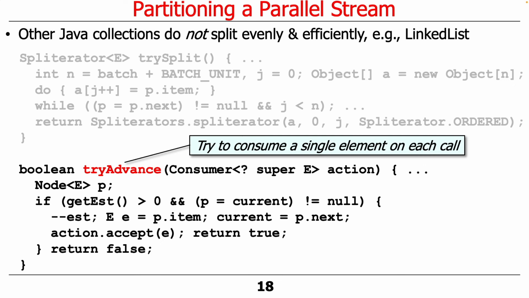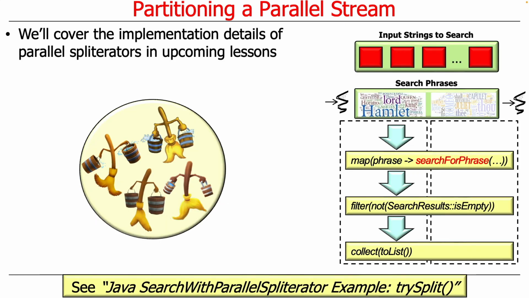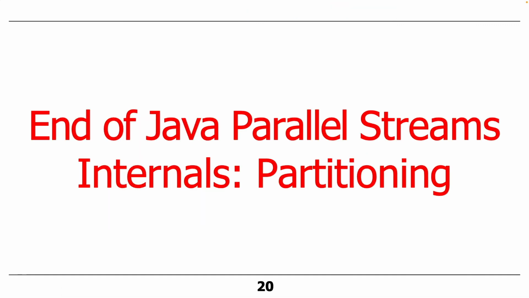And then the tryAdvance method also will try to consume a single element. You can see it's got a little bit more ceremony here because we've got to deal with the fact that this is a pointer and we have to adjust things and so on and so forth. So much more complicated and therefore, not surprisingly, less efficient than the ArrayList spliterator, as we'll see shortly. We'll cover some implementation details of parallel spliterators in upcoming lessons. So this is just an overview of the behavior of spliterators, and then talking briefly about the ArrayList spliterator and the LinkedList spliterator, which we'll talk about shortly as well and look at the performance differences.